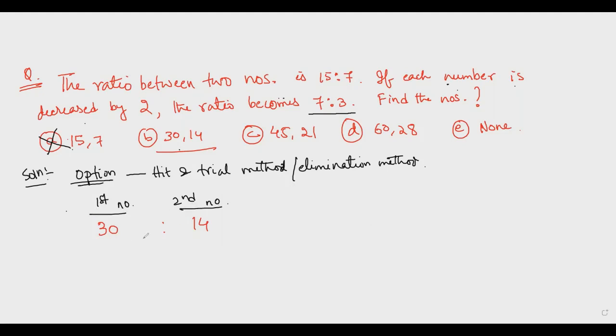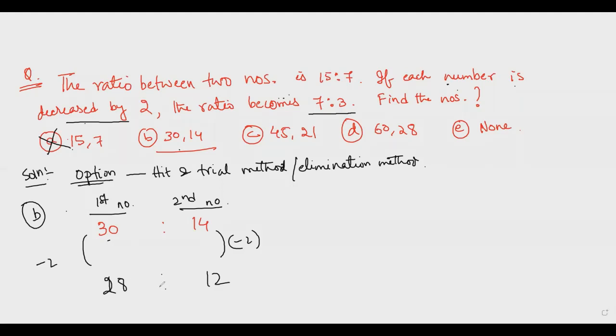First number and second number, 30 and 40. We will take the second option as the correct answer and let's match it with what is given. So minus 2 and here minus 2, as the question says decreased by 2. Now it will be 28 and it will be 12.